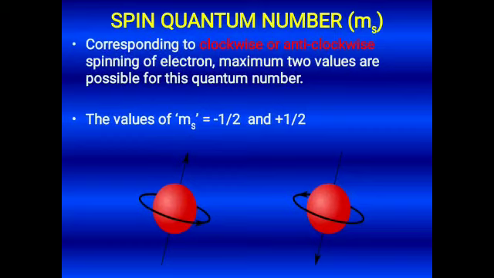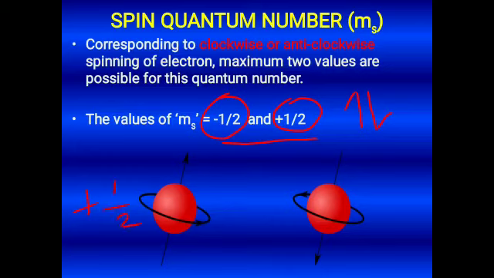Corresponding to clockwise or anti-clockwise spin of the electron, a maximum of 2 values are possible for this quantum number. They are minus 1 by 2 and plus 1 by 2. m can have only 2 values, minus 1 by 2 and plus 1 by 2. Plus 1 by 2 is given for the electron having spin in the clockwise direction. Minus 1 by 2 is given for the electron having spin in the anti-clockwise direction. Can you understand? If an electron spins in the clockwise direction, it is given the value plus 1 by 2.